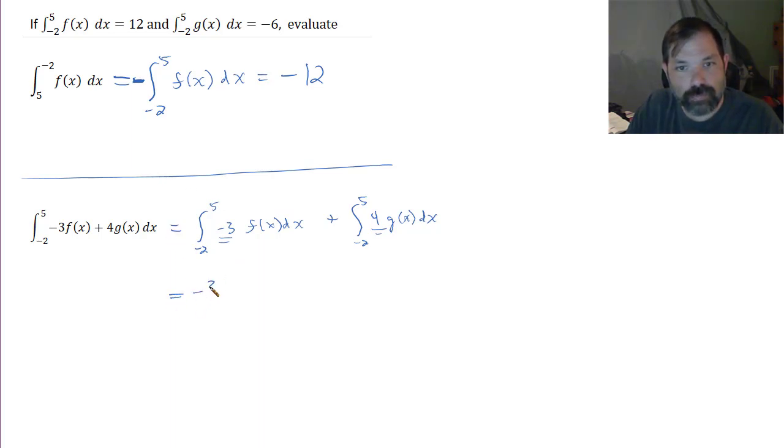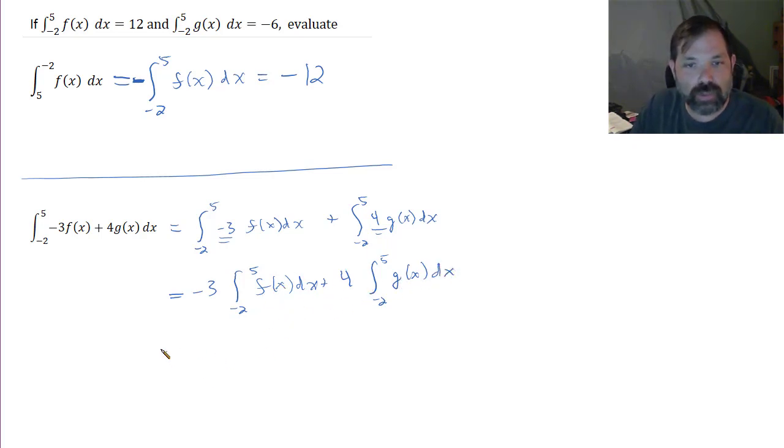So then that's negative 3 times the integral from -2 to 5 of f of x dx plus 4 times the integral from -2 to 5 of g of x dx. And now each of those, we were given information on them. So then that's negative 3 times 12 plus 4 times negative 6, and now it's just arithmetic. Negative 36 plus negative 24 is negative 60.